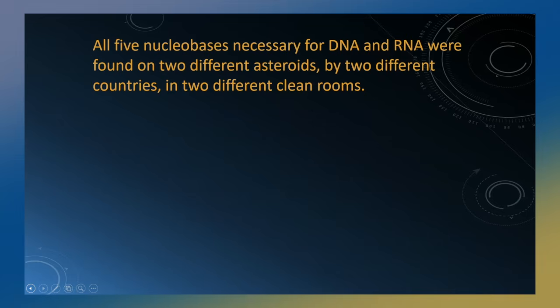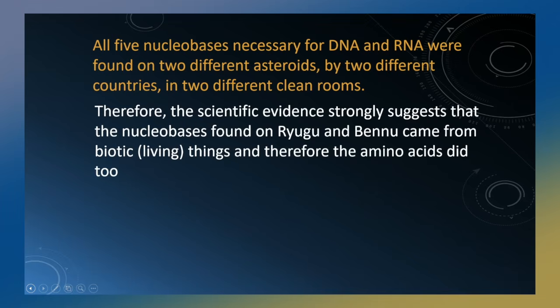All 5 nucleobases necessary for DNA and RNA were found on 2 different asteroids by 2 different countries, in 2 different clean rooms. Therefore, the scientific evidence strongly suggests that the nucleobases found on Ryugu and Bennu came from biotic living things, and therefore the amino acids did too. And we're going to talk about amino acids next week.